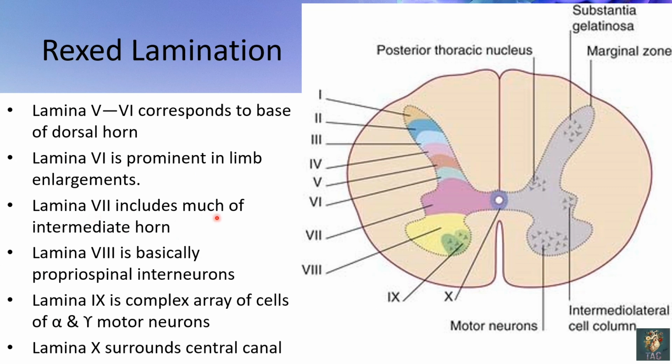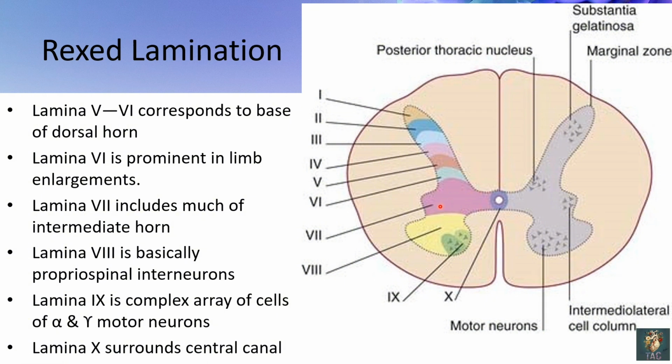Lamina 7 includes much of the intermediate horn. It contains the dorsal nucleus of Clark, the posterolateral nucleus, the retroposterolateral nucleus, and the posteromedial and anteromedial nuclei. Different nuclear groups are present in this lamina 7, and it contains the propriospinal interneurons.